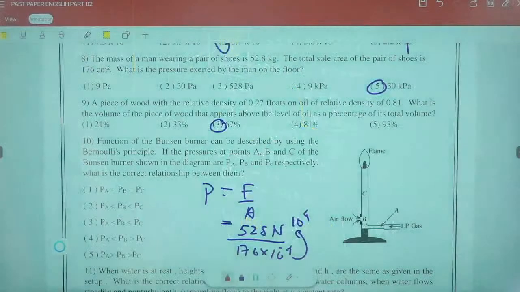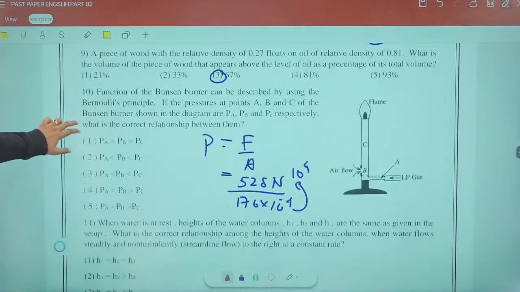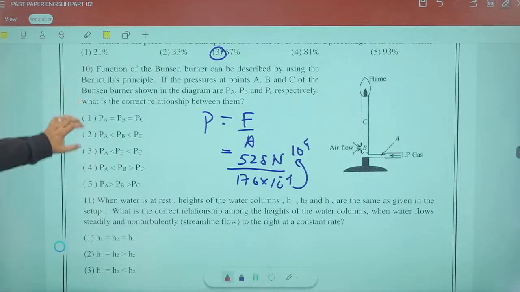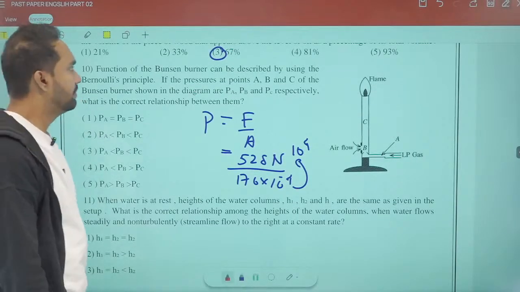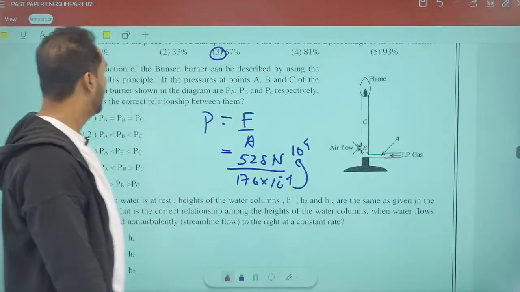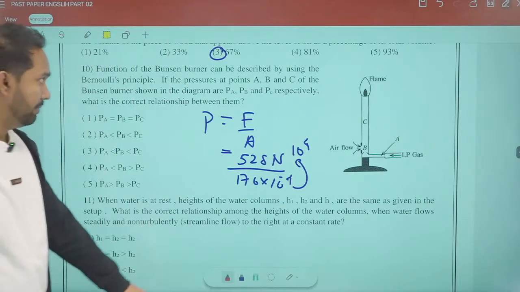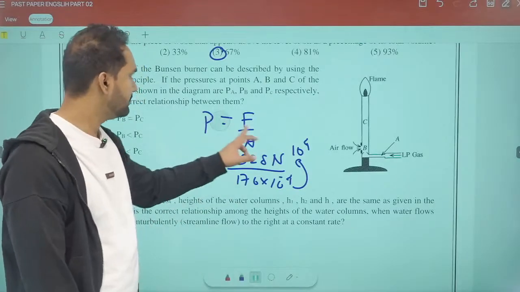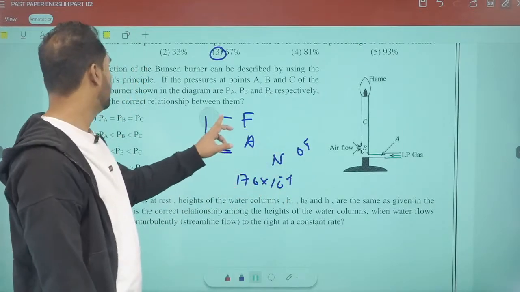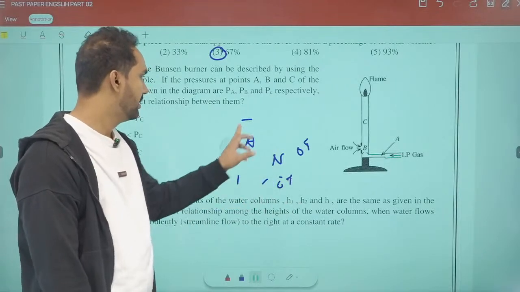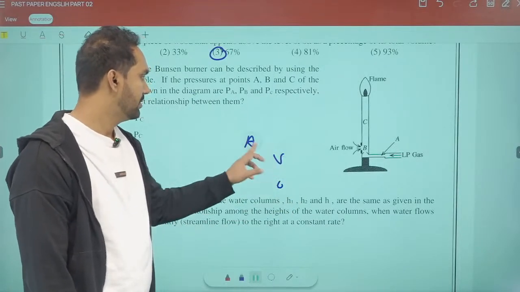So come to this one. The functions of the Bunsen burner can be described using Bernoulli's principle. If the pressures at points A, B, C of the Bunsen burner shown in the diagram are PA, PB and PC respectively, what is the correct relationship between them? They're asking for the correct relationship between them.